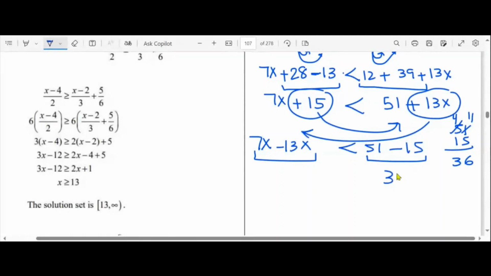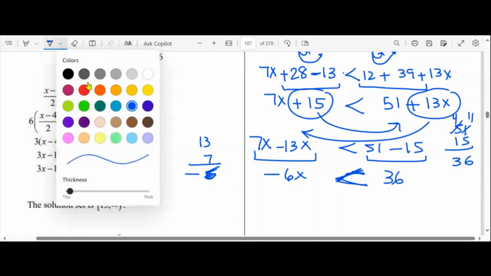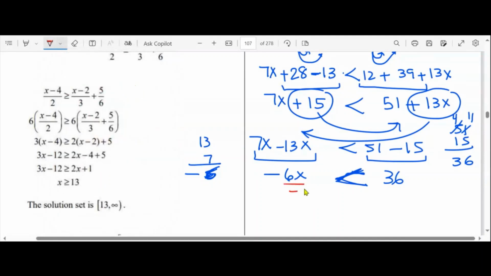6, positive or negative? Negative. Positive. Now, what about this one? Minus 6. But then divide by 6 on both sides, it will give us 6. So what should I do next? Divide by what? Minus 6. Why? Divide by minus 6. So what happened to the direction?